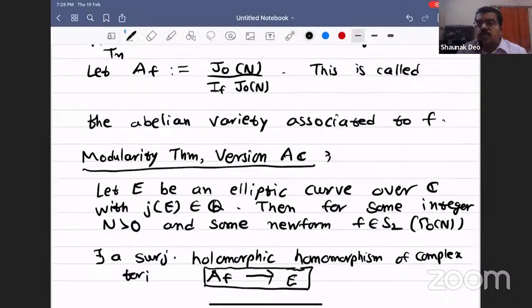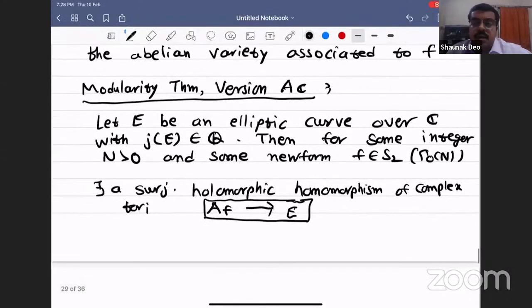One may think that this is a refinement of what we just saw, because in the J naught version, it said there is a surjective holomorphic homomorphism from J naught. And here it is telling us that there is a surjective holomorphic homomorphism from this abelian variety AF. Again, these versions are equivalent: getting a surjective holomorphic homomorphism from J naught of n to E is the same as getting a surjective holomorphic homomorphism from at least one of these quotients AF.